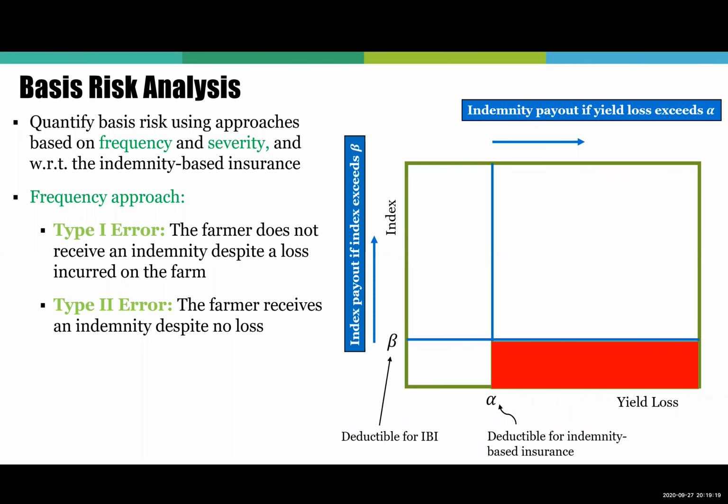By design, the area shaded red represents the situation for which the loss incurred by the farmer is sufficiently severe to trigger a payout from the indemnity-based insurance. In contrast, there will not be any payout from the IBI policy since the reference index in the shaded red region is smaller than beta. This situation therefore corresponds to the type 1 error we previously described. Using similar arguments, it is easy to see that the area shaded yellow captures the type 2 error. Therefore, the magnitude of basis risk in terms of type 1 and type 2 error depends on the size of the red and yellow regions.